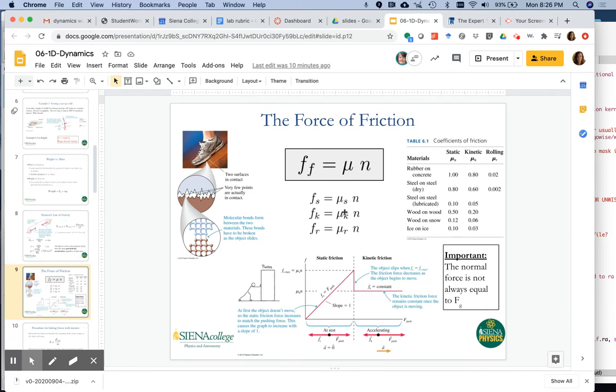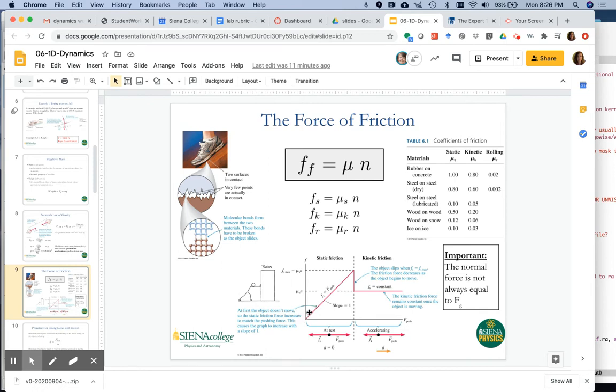There are different types of friction depending on whether you're moving or not moving. So static is not moving, kinetic is moving, and rolling is two objects rolling against each other or rolling by each other. In your book, they have a table which gives you common coefficients of friction for static, for kinetic, and for rolling. And if you look at all of these, the coefficient of static friction is actually larger than kinetic friction. And so we could think about this.